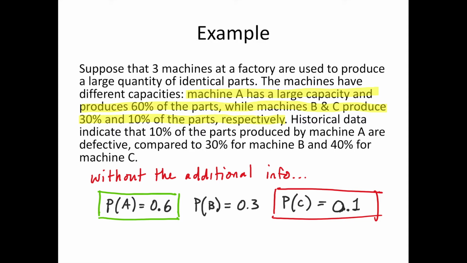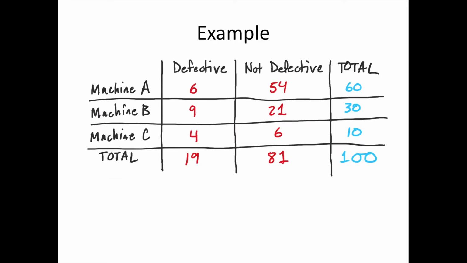Now, in order to modify these values, 0.6, 0.3, and 0.1, when we get additional information that the part is defective, the easiest way to approach this problem is to look at a hypothetical scenario of, say, 100 parts being produced. So I'll build here a two-way table or a contingency table. Each row is assigned a machine: machine A, machine B, machine C, and I have a couple columns, defective parts, not defective parts, and then a total column on the right.